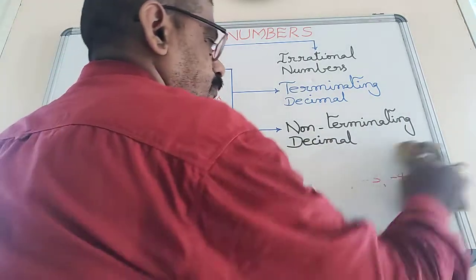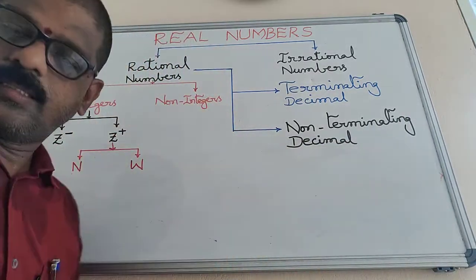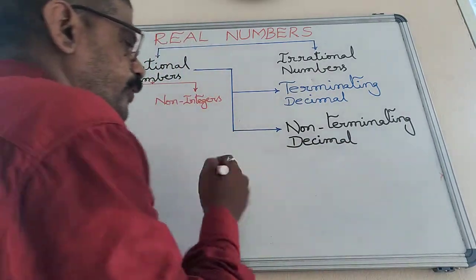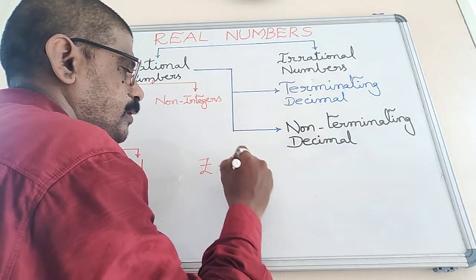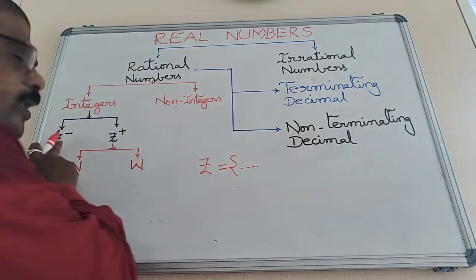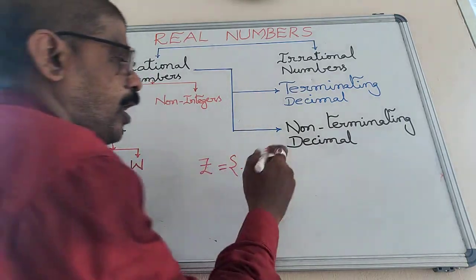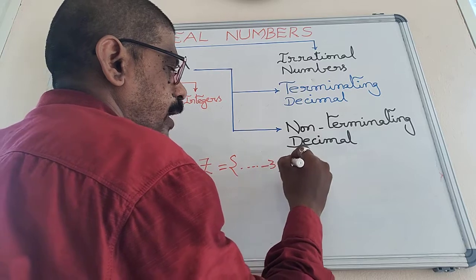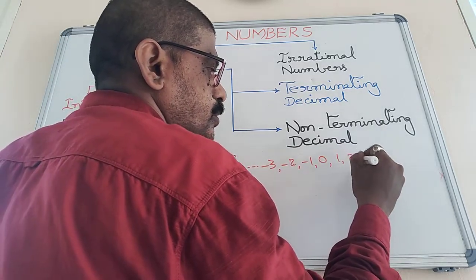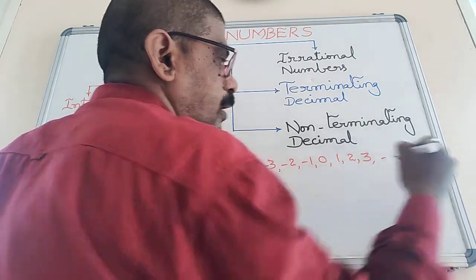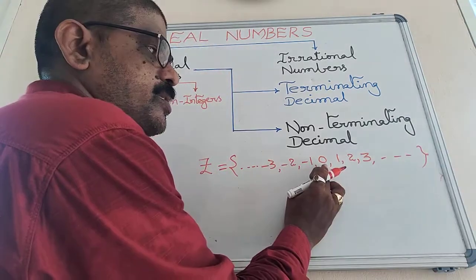Now how to write integers? The set of integers is denoted by the letter Z. We can write, first, negative integers and so on: minus 3, minus 2, minus 1. The next one 0, 1, 2, 3 and so on. Clear? We have to observe that 0.